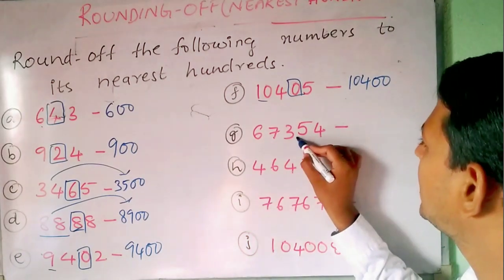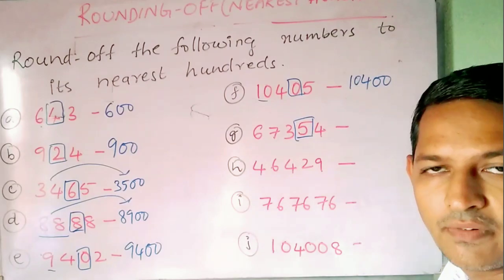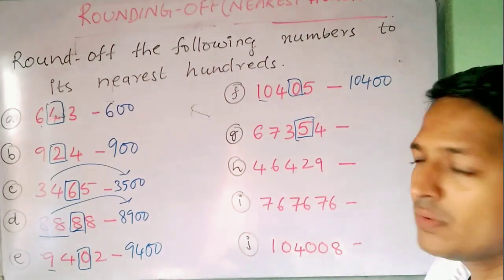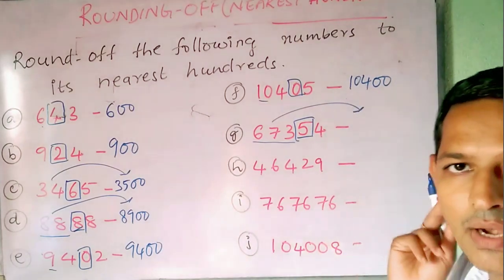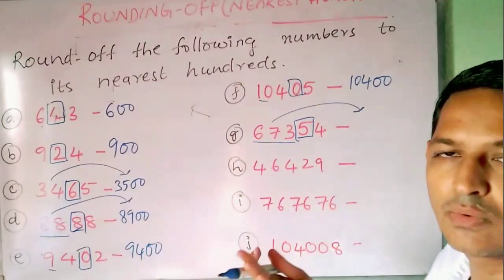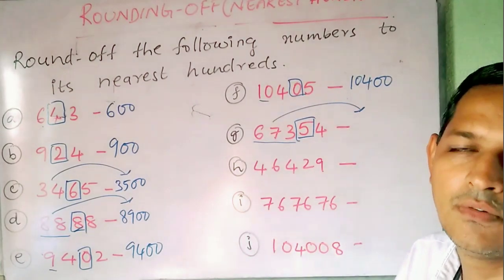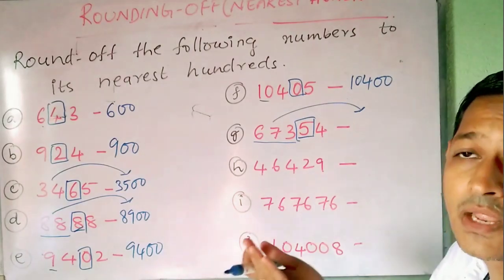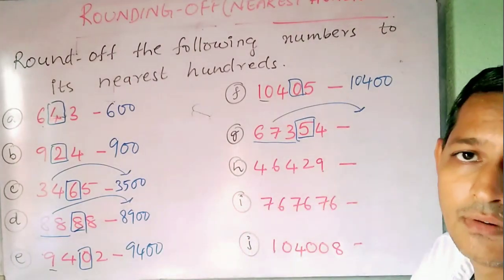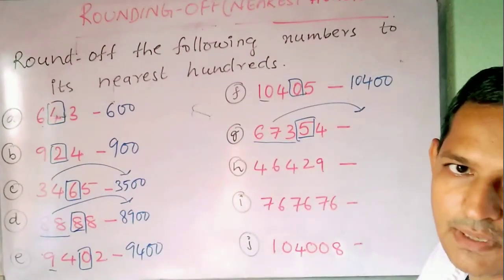Now here the number which is in tens place is 5. If it is 5 or greater than 5, what do we need to do? We need to write the next number. All of you remember the rules. If the number which is present in tens place is less than 5, we need to write the same number and place zeros in ones and tens place. If the number is 5 or greater than 5, we need to write the next number and place zeros in ones place and tens place.